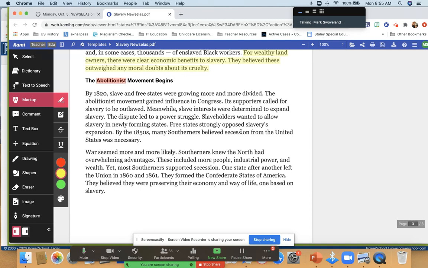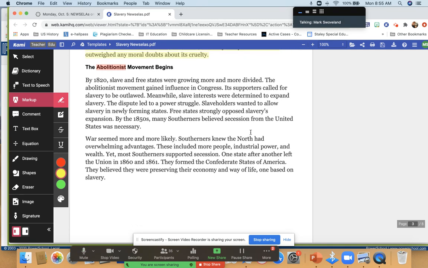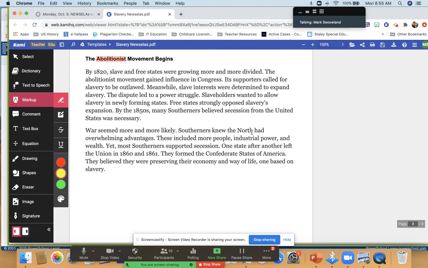Free states strongly opposed slavery's expansion. By the 1850s, many Southerners believed secession from the United States was necessary. War seemed more and more likely. Southerners knew the North had overwhelming advantages. These included more people, industrial power, and wealth. Yet most Southerners supported secession.